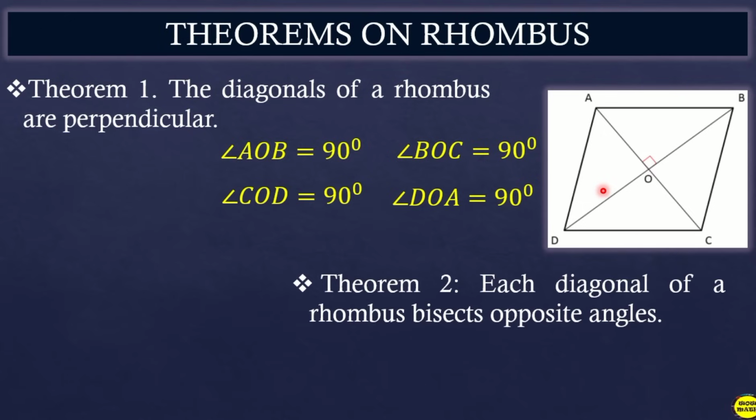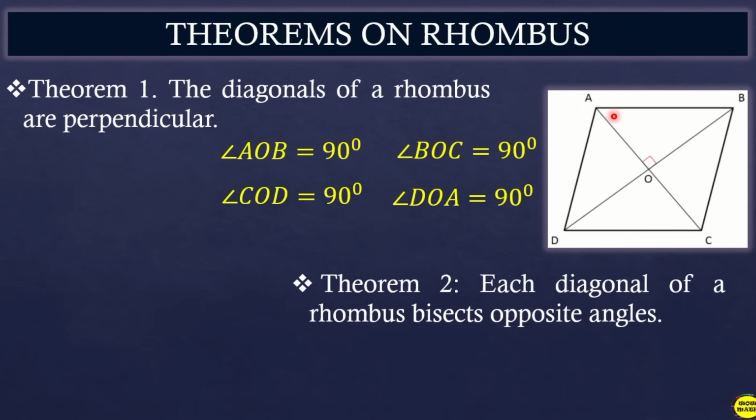Okay, next theorem number 2. Each diagonal of a rhombus bisects opposite angles. So, nabanggit to kanina dun sa properties na bawat diagonal nito, so kapag meron yung diagonal po natin, it bisects the opposite angle. So, 'di ba ito at ito, angle A and angle C are opposite angles. So, since meron tayong diagonal dyan, it bisects. Ibig sabihin, hinahati niya tong angle na to, si angle C, into two congruent angles. At hinahati niya rin si angle A into two congruent angles.